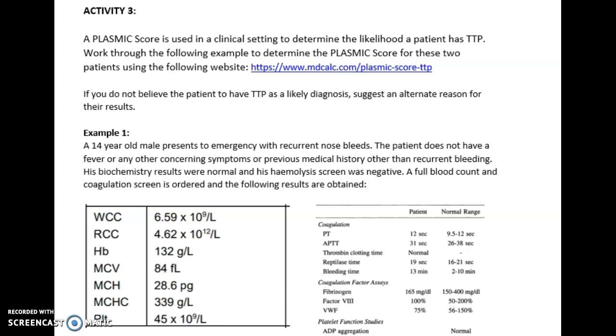So the first, with activity 3, I want you to look at the PLASMIC score, and that's because I want to start to really get you in tune with what is critical in a hematology lab. What are the sort of things people panic about? What are the things you must know at an interview? And one of those is TTP.